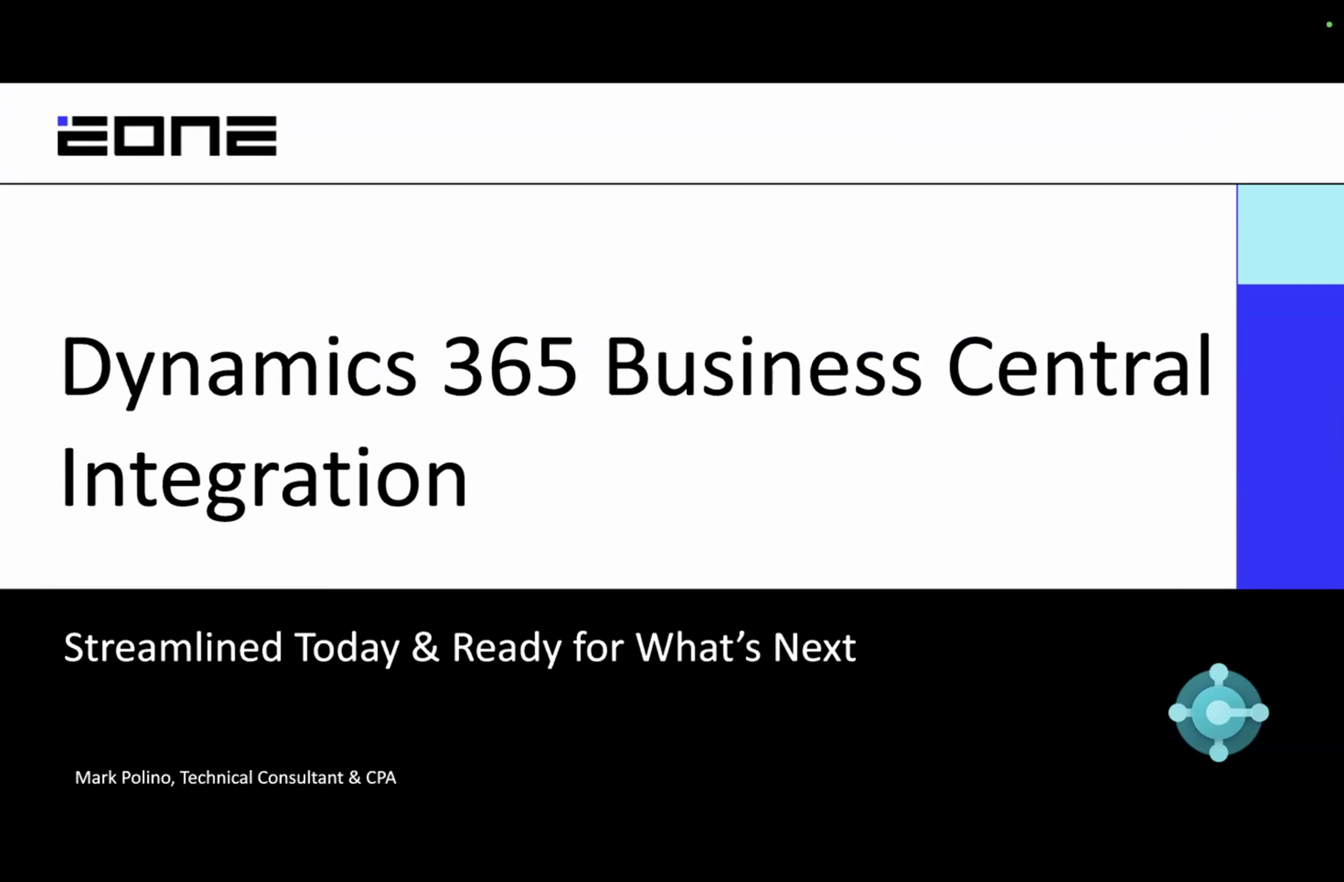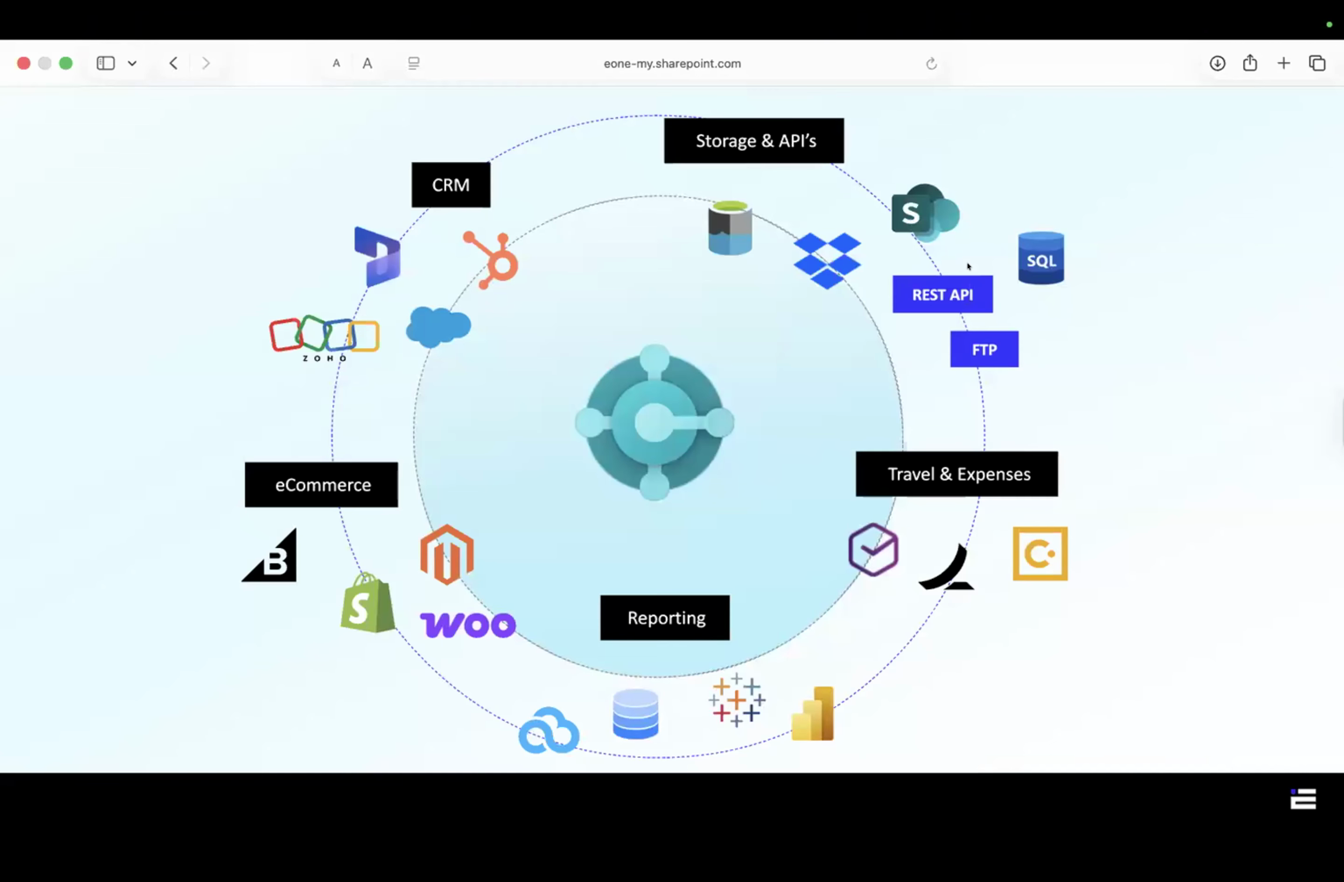I'm Mark with eOne, and really what we want is for you to be able to get the most out of the data that you have locked in all of your systems. So we tackle this a couple of different ways, but we know that you have data locked in BC, but you also have users who are maybe using CRM, you have travel expenses, you have e-commerce solutions, reporting solutions, and that data is a little different between all of those different systems.